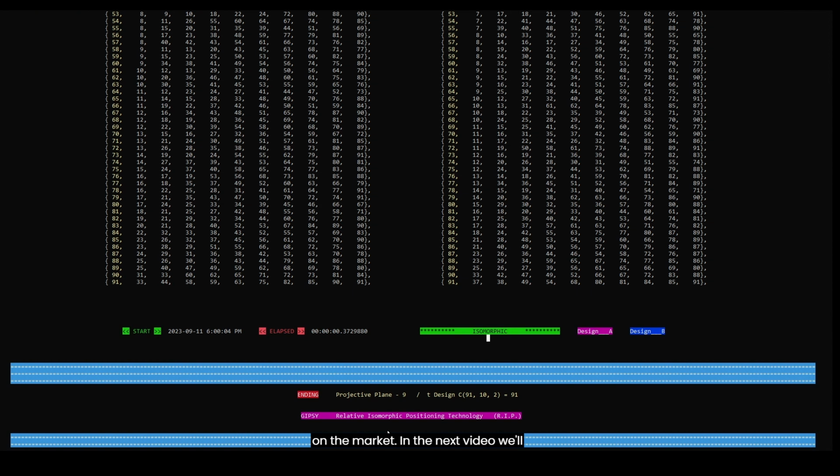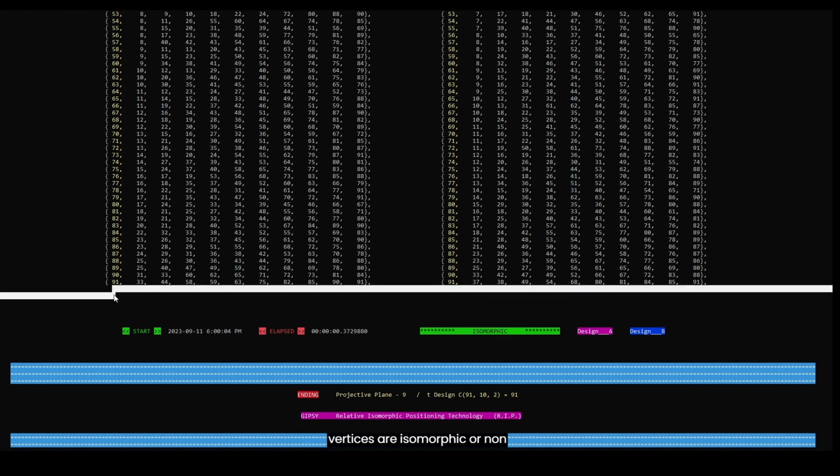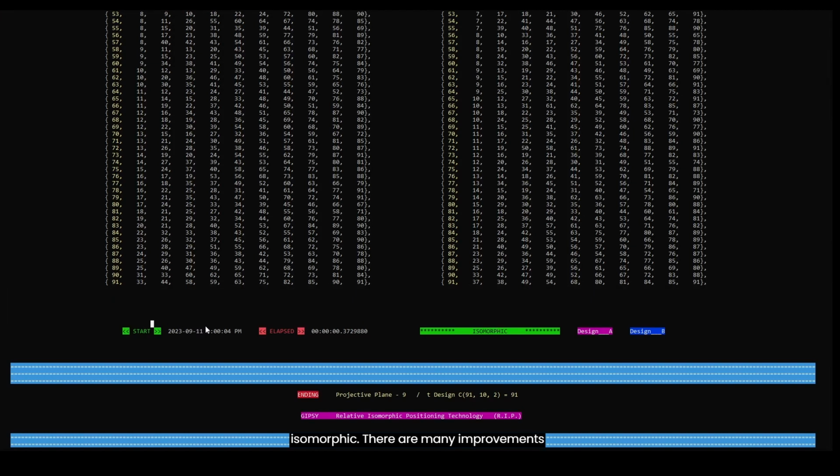In the next video, we'll demonstrate whether two graphs with 273 vertices are isomorphic or non-isomorphic. There are many improvements that we are still attempting. We're always improving our technology, and there are a few other methodologies that we intend to implement. But as it stands right now, it is already very, very fast, as you can see from the elapsed times that we're getting. And we will be happy to answer any questions that you might have.